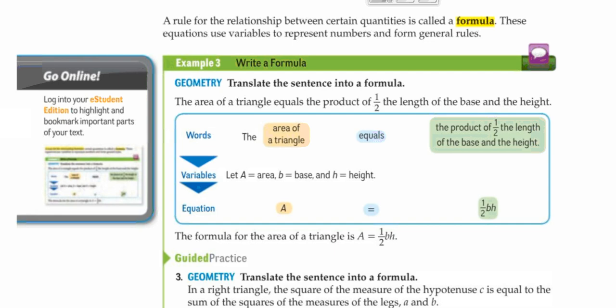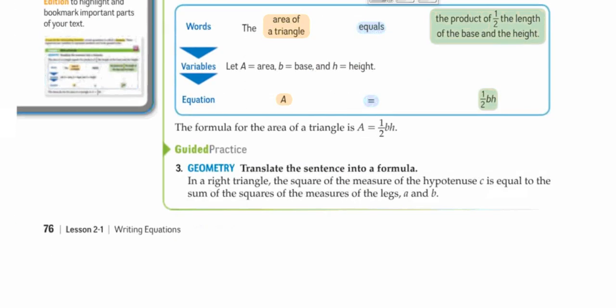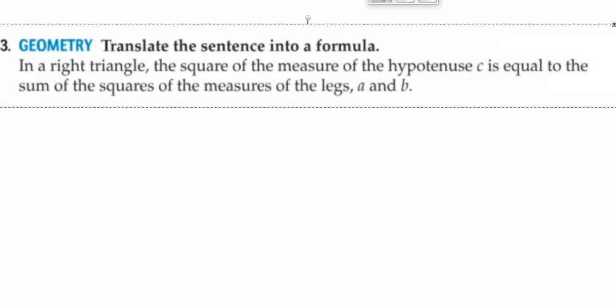All right, so now, be a good time, go ahead and pause the video and take a look at guided practice problem number 3, work this problem out, and we'll go over the answer in just a moment. All right, so here is the problem. It says in a right triangle, the square of the measure of the hypotenuse, C, is equal to the sum of the squares of the measures of the legs A and B.